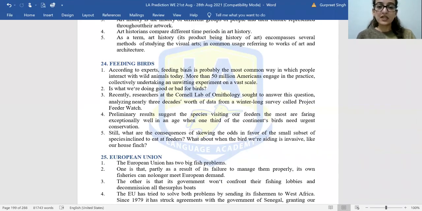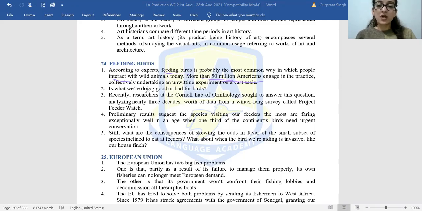According to experts, feeding birds is probably the most common way in which people interact with wild animals today. More than 50 million Americans engage in the practice, collectively undertaking an unwitting experiment on a vast scale. So what is the topic? Feeding birds is a way to interact with wild animals. One we have is a numerical figure, 50 million Americans, they do this.